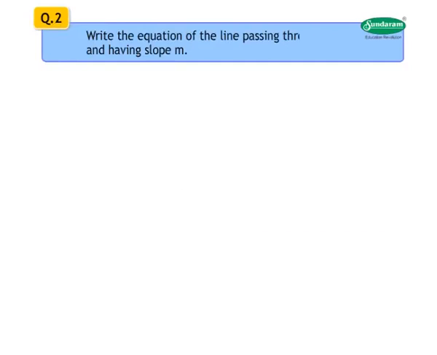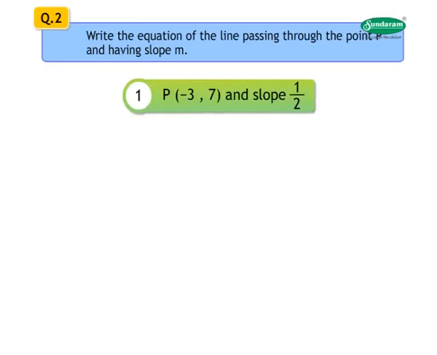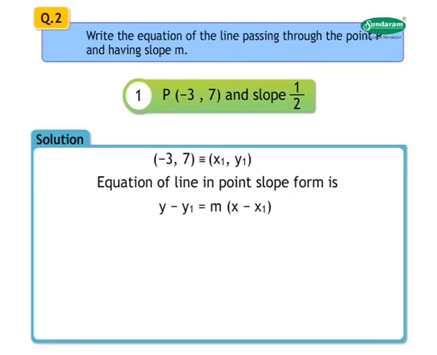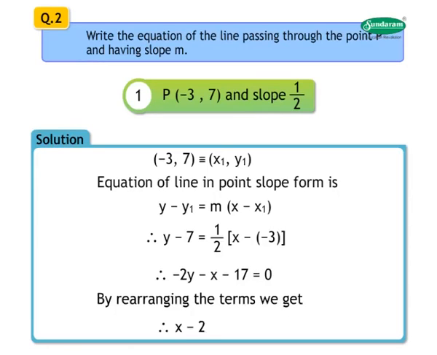Question 2. Write the equation of the line passing through the point P and having slope m. Number 1. P (-3, 7) and slope 1 upon 2. Solution: (-3, 7) corresponds to x1, y1. Equation of line in point slope form is given by y minus y1 is equal to m into (x minus x1). Therefore, y minus 7 is equal to 1 upon 2 into [x minus (-3)]. Therefore, 2y minus x minus 17 is equal to 0. By rearranging the terms, we get x minus 2y plus 17 is equal to 0.